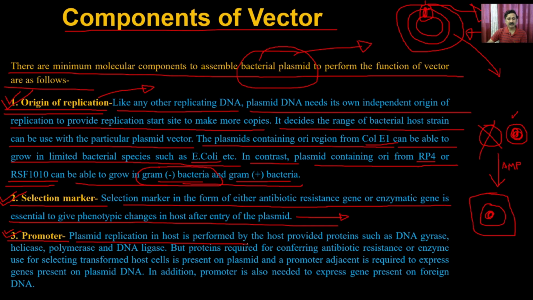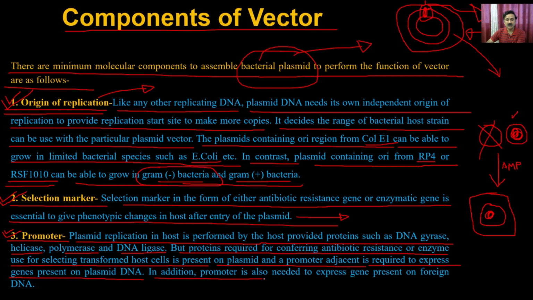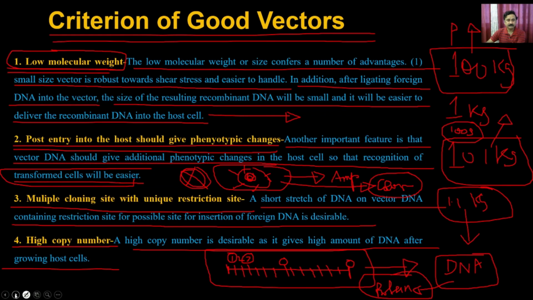So plasmid replication is performed by host-provided proteins such as DNA gyrase, helicase, polymerase and DNA ligase. But the protein required for conferring antibiotic resistance, or the enzyme used for selecting transformants, is present on the plasmid, and a promoter is required to express the gene present on the plasmid. In addition, the promoter is also needed to express the gene present on the foreign DNA.